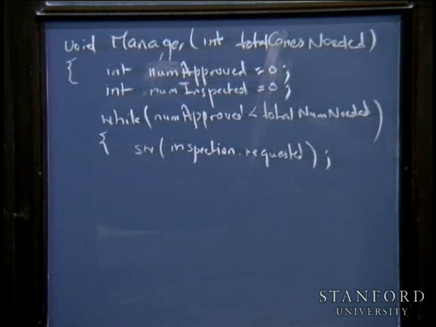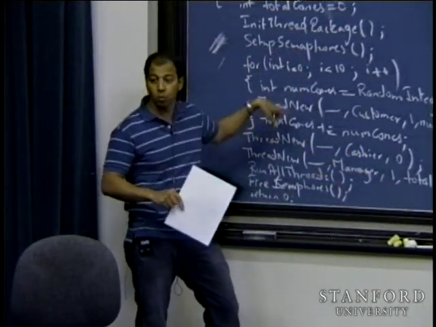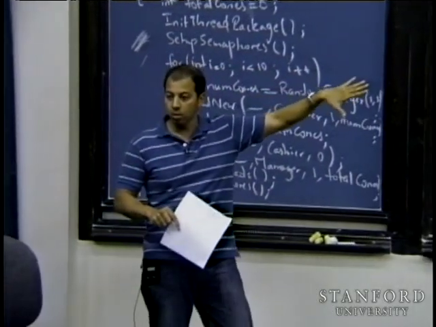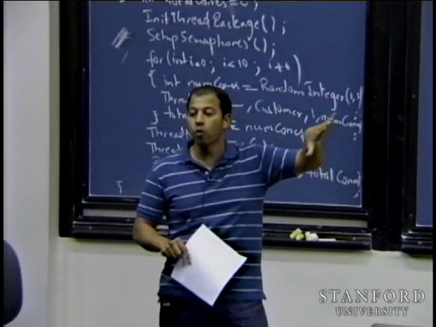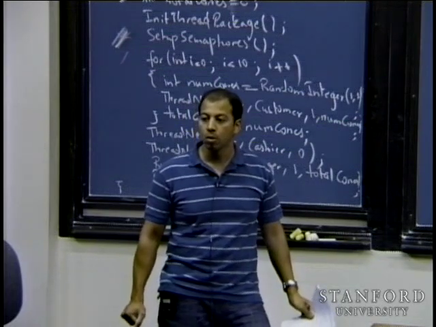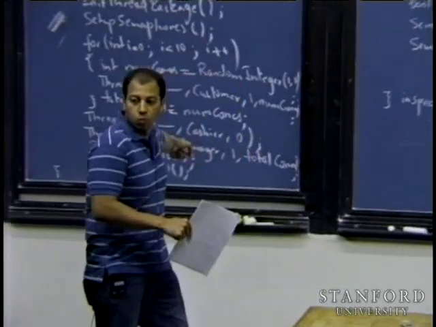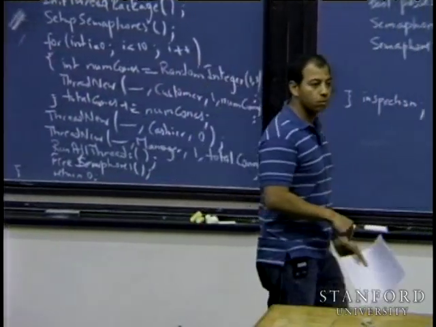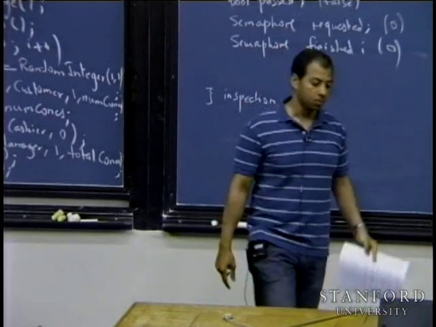I can't hear you. Total num needed, excuse me, what's that? Total num needed? Yes. Did you see here when we spawned the manager thread? We passed the total cones, and the total cones were the total number that the customers wanted. So that's the total number that the manager needs to inspect, the total number that all the customers will buy. Oh, okay. So that's total num cones. Yeah, I'm just changing the name of the parameter, but that's fine. Okay? Any other questions? All right.